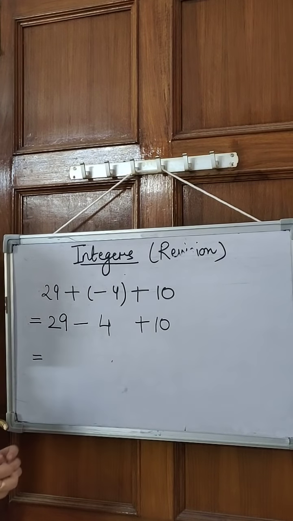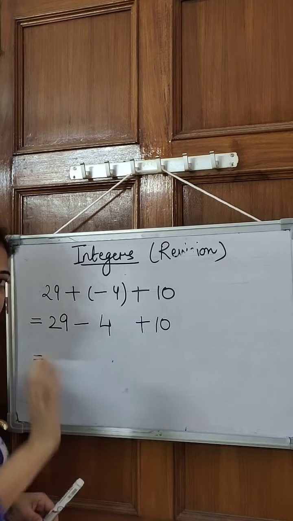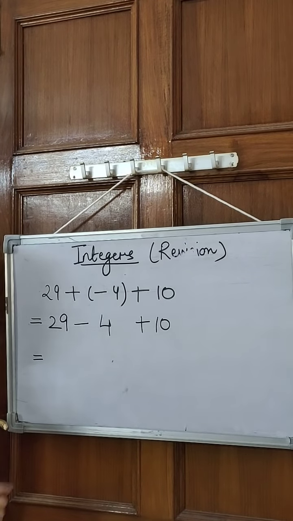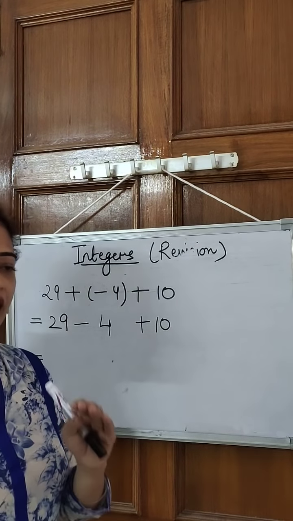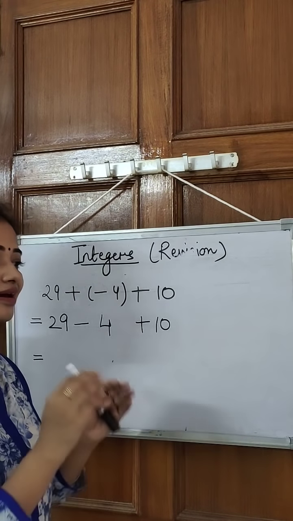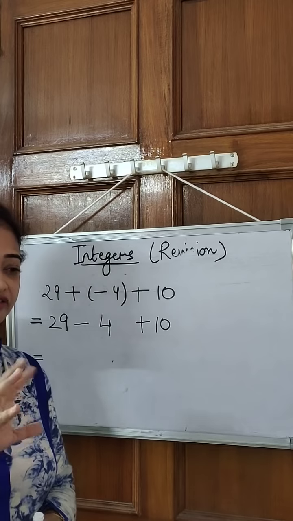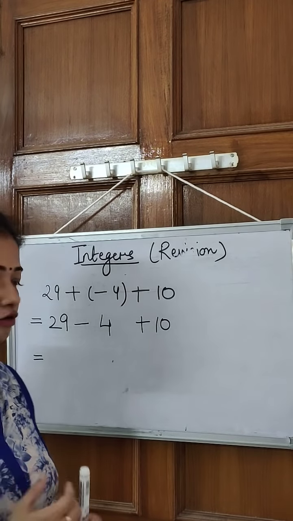Now what we can do, we can solve these two numbers and whatever is the answer we can then further solve it by this number. This is one thing. And the other thing is arrange. Add all positive numbers or write all positive numbers together and write all negative numbers together. If we do so, then it will be easy for us to solve.